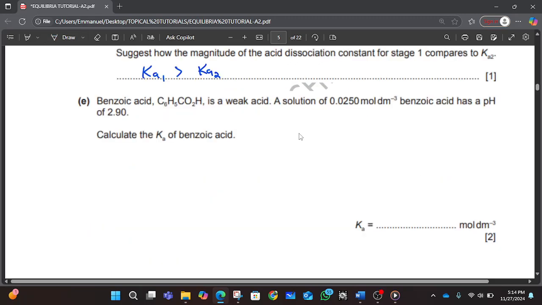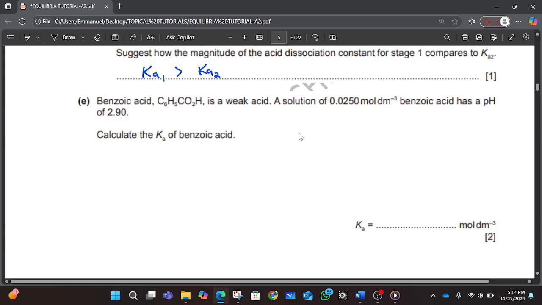E. Benzoic acid, C6H5CO2H, is a weak acid. A solution of 0.0250 mole per decimeter cube benzoic acid has a pH of 2.90. Calculate the Ka of benzoic acid.